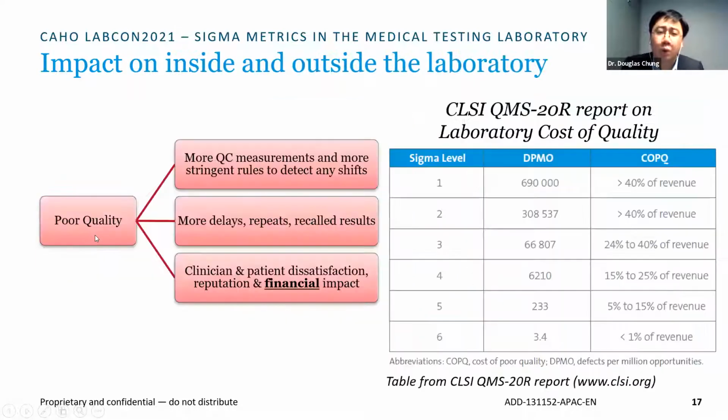What about if you have poor quality, right? You need more QC measurements, you need more delays, repeats, recall of results, and that will lead to financial impacts as well. The CLSI QMS20 report on the laboratory cost of quality actually has a calculation in there. This is the cost of poor quality, COPQ, where at 3 Sigma, you're actually spending 24 to 40% of your lab revenue just to manage that poor quality, right? And at 6 Sigma, that impact is just less than 1% of your revenue, right?